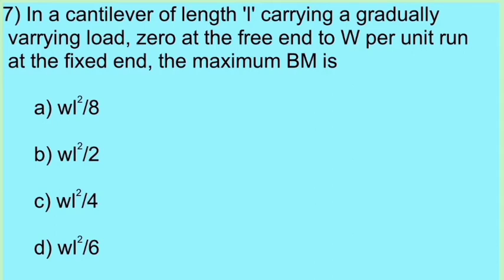And the answer is option D, WL square by 6. In a cantilever of length L carrying a gradually varying load, 0 at the free end and W per unit run at the fixed end, the maximum bending moment is WL square by 6. And this maximum bending moment will be at the fixed support. Option D is the answer, WL square by 6.